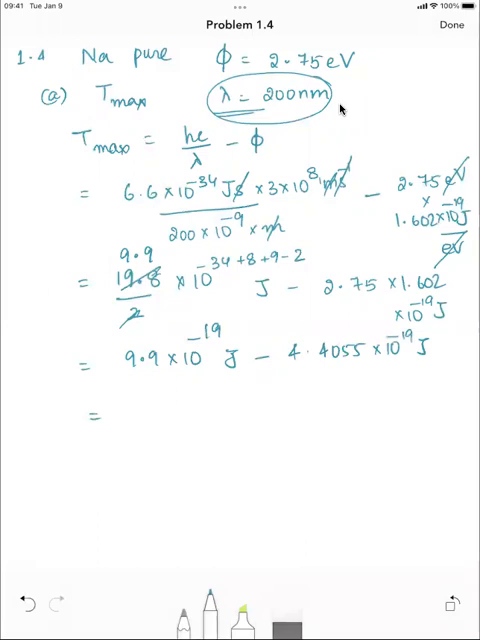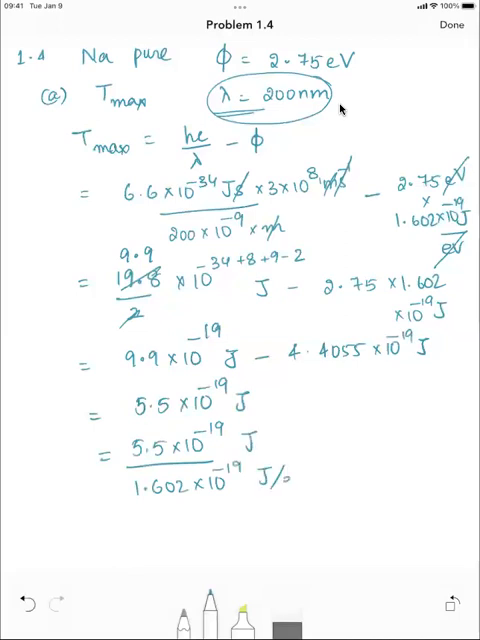So if we subtract this value, it's going to be approximately 5.5 times 10 to the negative 19 joules, which is also equal to, using the joule per electron volt conversion, 3.43 electron volts.